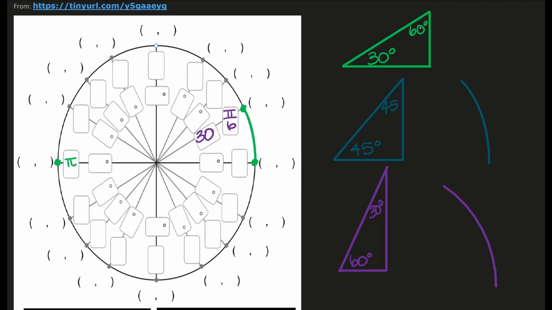Because we know that in a circle, there are 2 pi radians. Now, I have another video talking about why there are 2 pi radians. So we're just going to assume that this is prior knowledge. If you want to know why there are 2 pi radians in every circle, then I would recommend going back and watching that video.